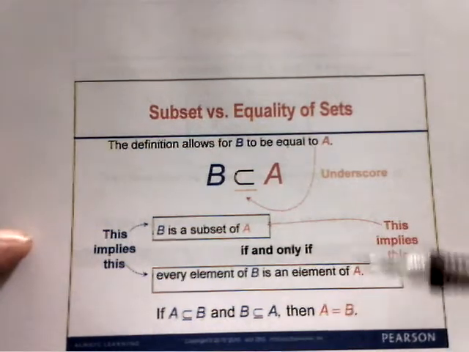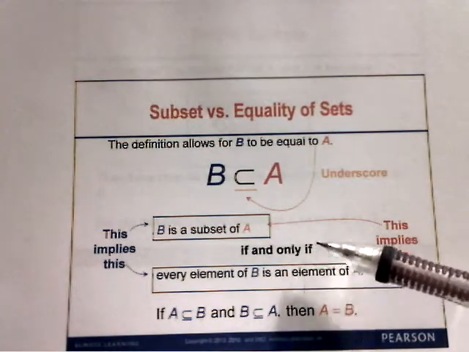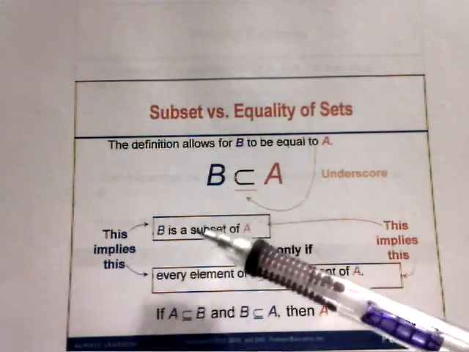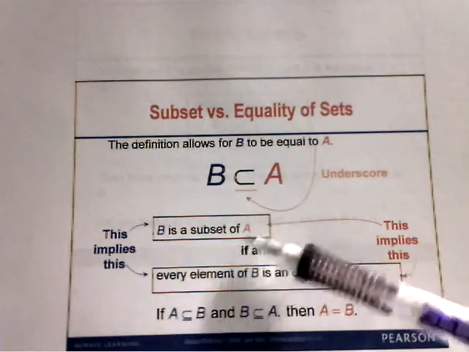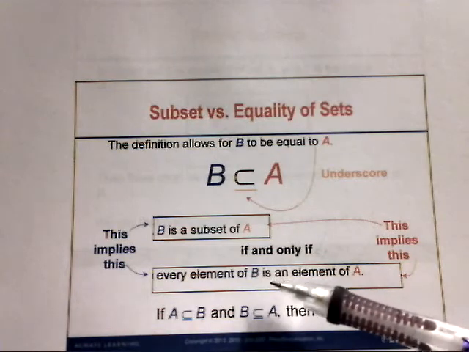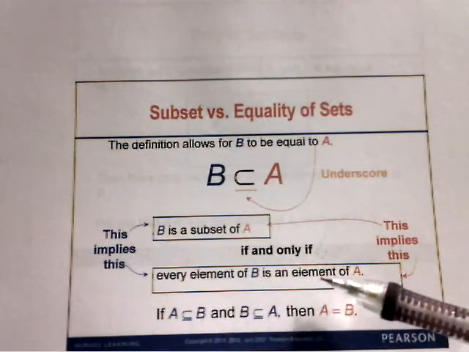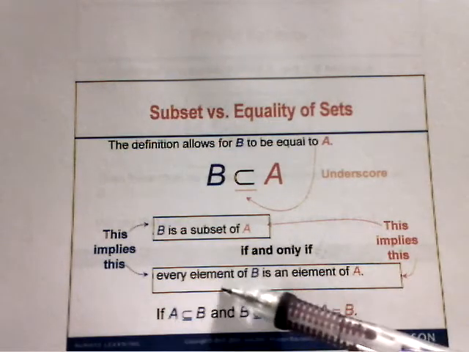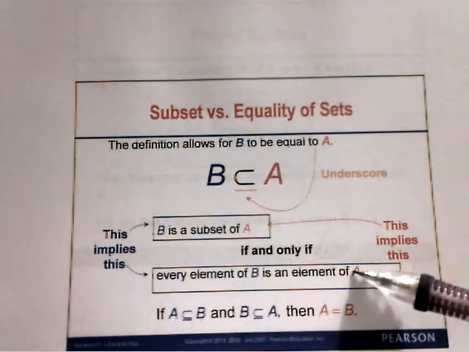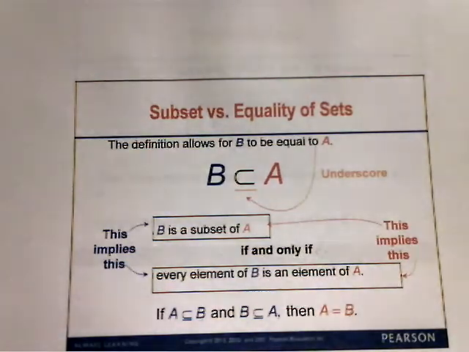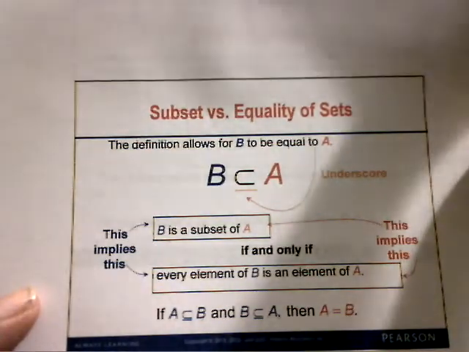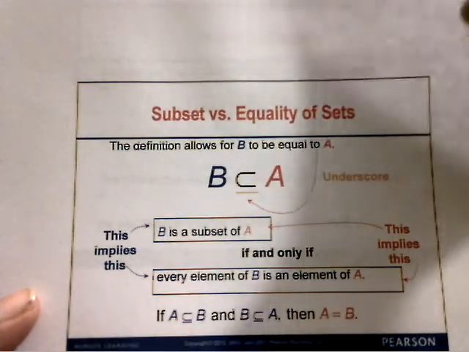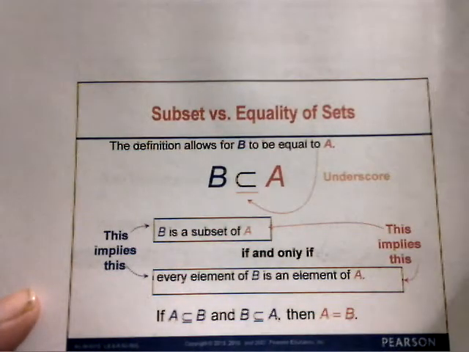Okay. Now this phrase if and only if works both ways. If B is a subset of A, then every element of B is an element of A. And the reverse works the same way. If every element of B is an element of A, then B is a subset of A. That's what if and only if means. It's like two separate sentences.